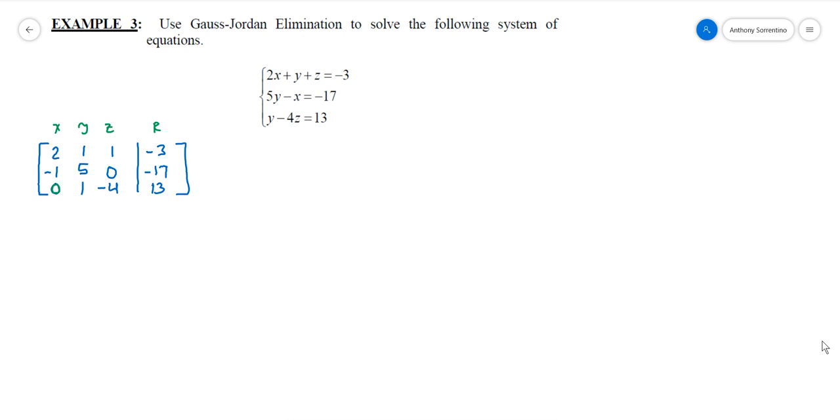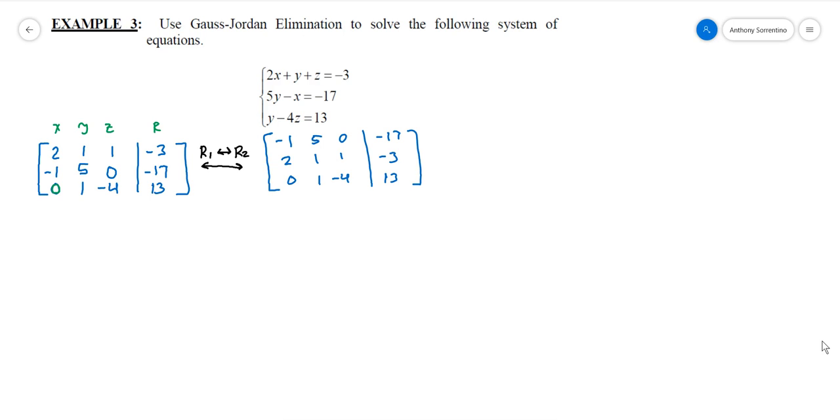I chose, because I see, although it's a -1 right now, I do see a 1 involved in row 2. So I chose to swap row 1 and row 2. So I'm going to have -1, 5, 0 on my top row with the -17 following it. The 2, 1, 1, and -3. And of course the 0, 1, and -4 equaling 13 is unchanged.